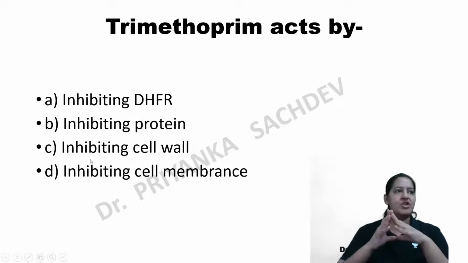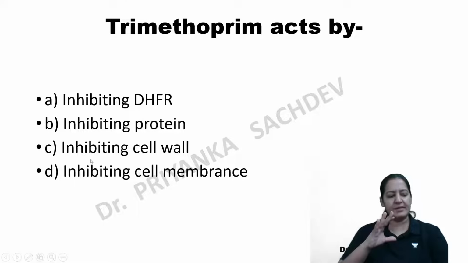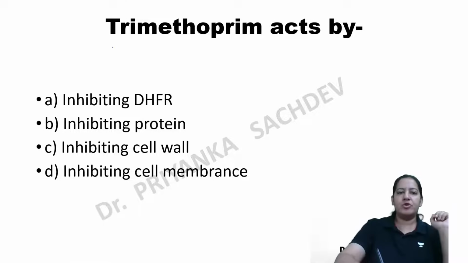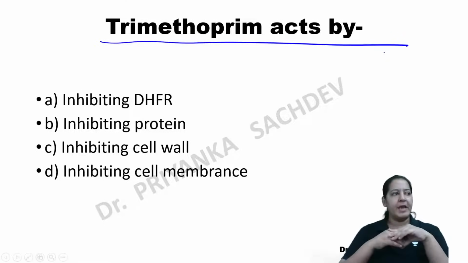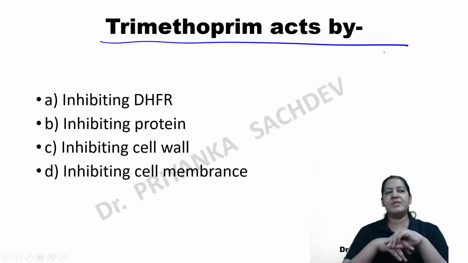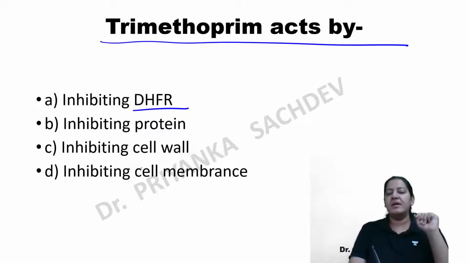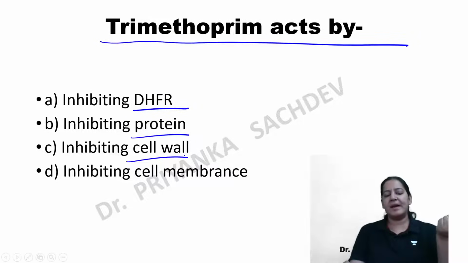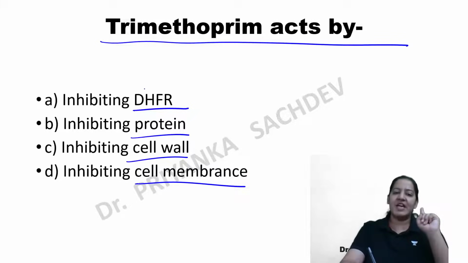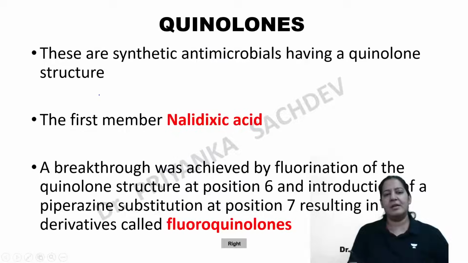Can you tell me the answer of this question? Trimethoprim acts by which mechanism? Can you tell me the mechanism of action of trimethoprim? Yes, Kishore, absolutely right. It inhibits which enzyme? Does it inhibit DHFR? Does it inhibit protein synthesis in the bacteria? Does it inhibit cell wall synthesis in the bacteria? Or does it inhibit the cell membrane? So it inhibits an enzyme. The name of the enzyme is dihydrofolate reductase. So the correct answer here is A.